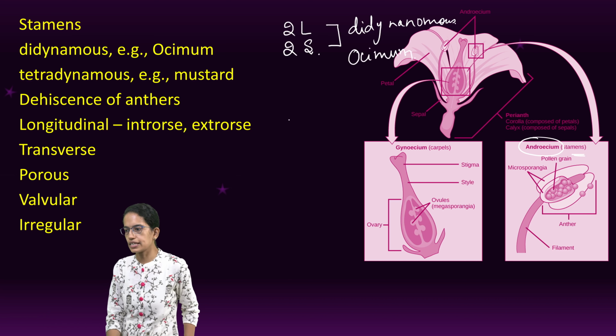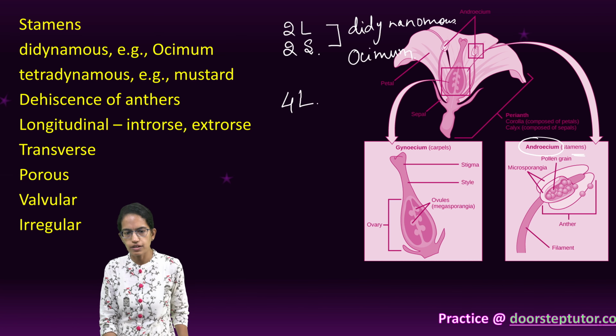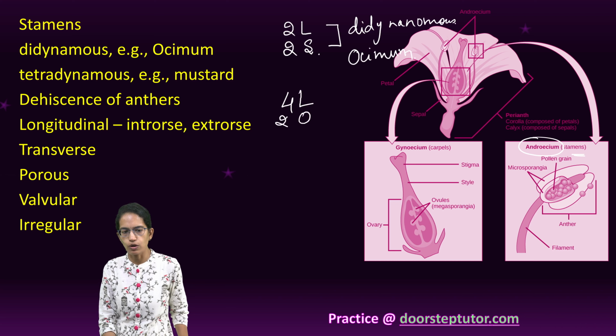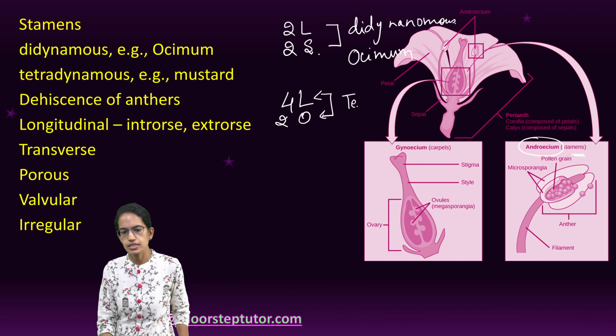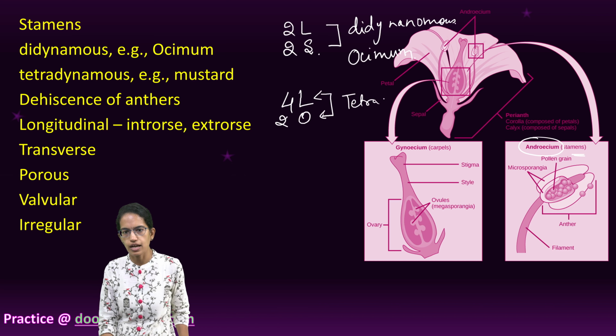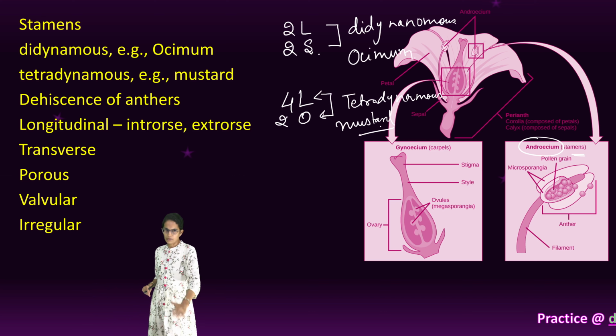The next is a case where there are four long inner whorls and two short outer whorls, right? And where does this occur? This condition is known as Tetradynamous, and this occurs in mustard. Clear? So that's one of the basic things.